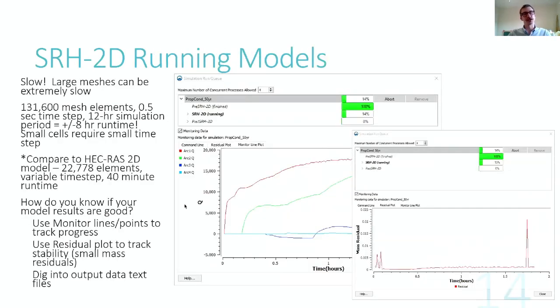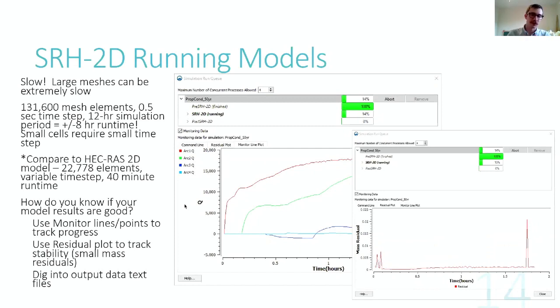So when you're actually running the model, it can be a little bit slower. When we were using the model, it only uses a single core. And I think they're supposed to come out with a multi-core version, but it can be slow compared to HEC-RAS. Now, generally with SRH2D, you're going to run a smaller model. But if you are running a model with the same number of cells, we found that HEC-RAS probably runs it in about half the time. Now, when you are running it, you have the option to look at this monitor line plot.